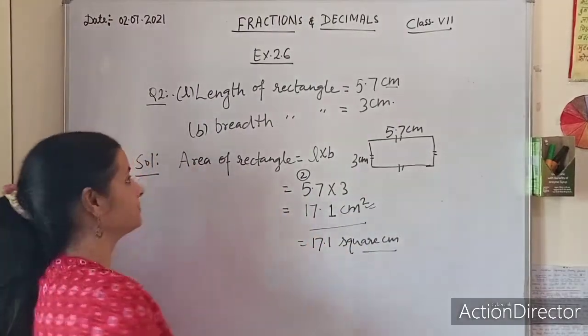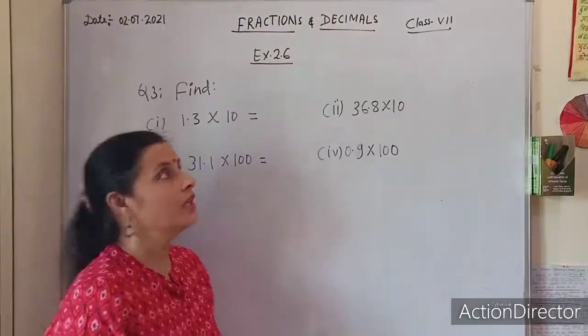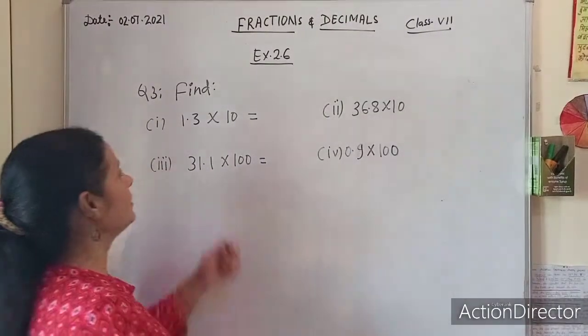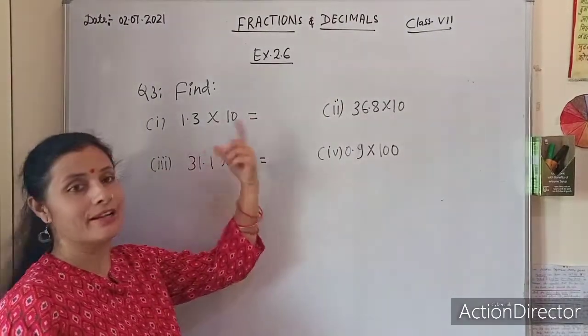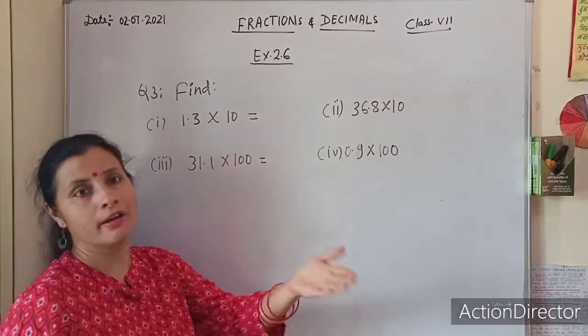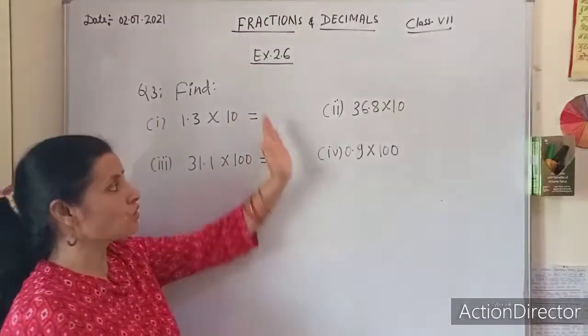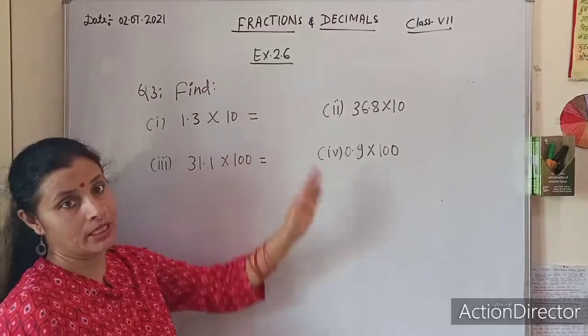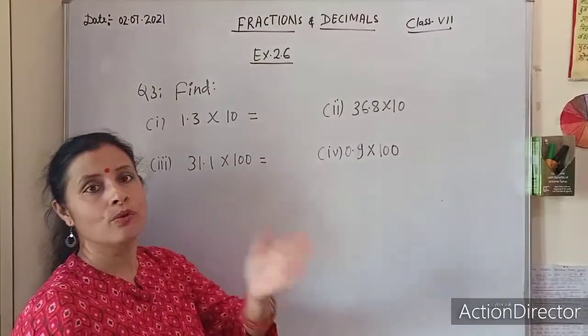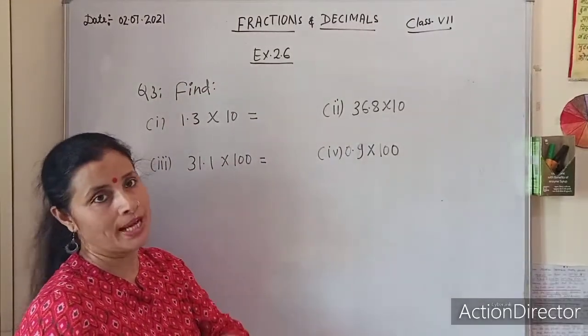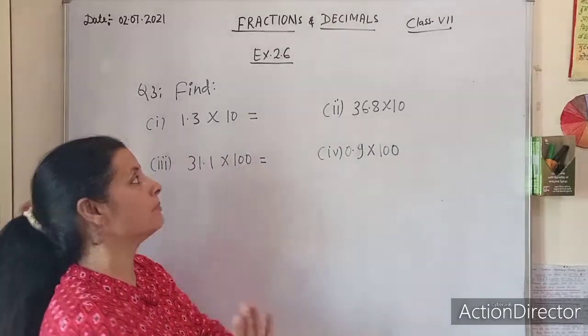Question number 3. Coming to question number 3, which is related to the multiplication of 10, 100 and 1000. I am going to solve 4 parts of question number 3. The remaining one part you will do on your own as practice. So don't leave any part.